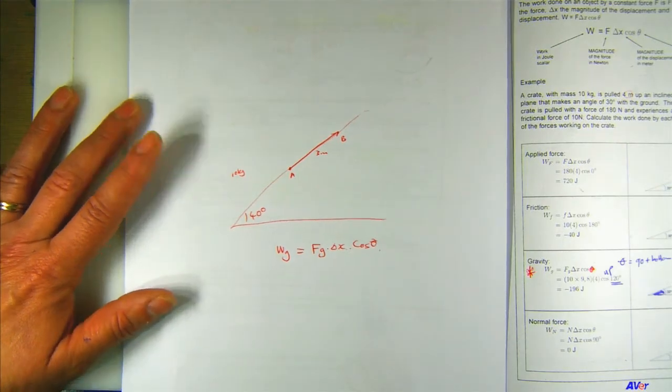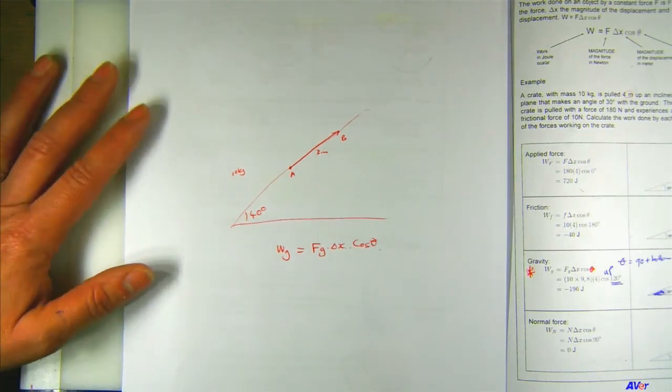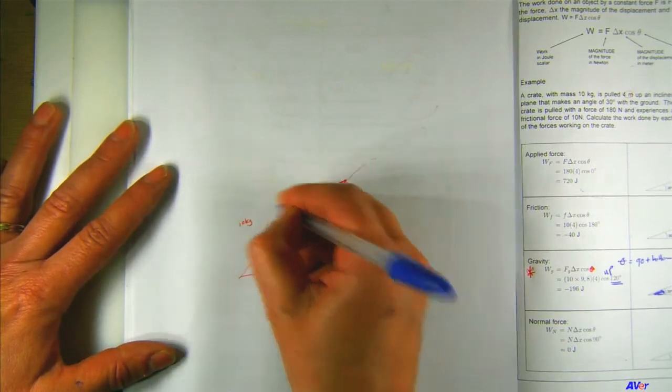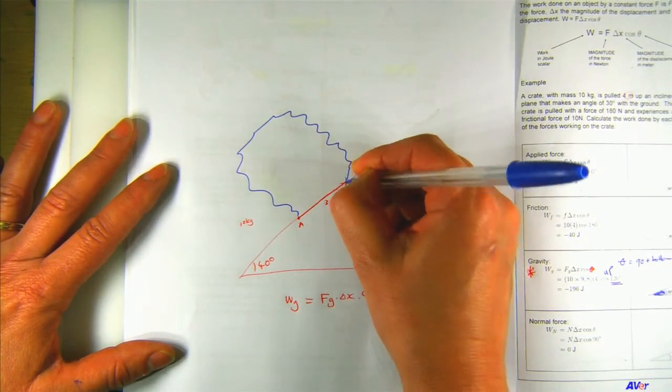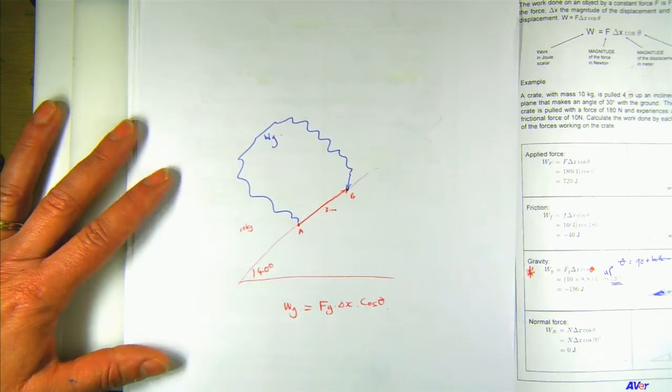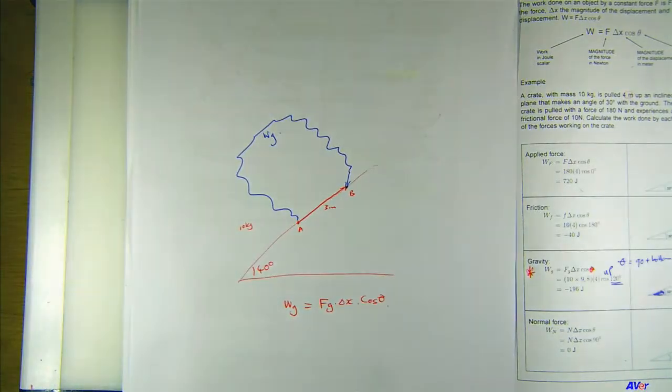But what are you going to do if I tell you, work out the work done by gravity when I move the box like this? Calculate the work done by gravity when I move the box like this. Is it a problem?